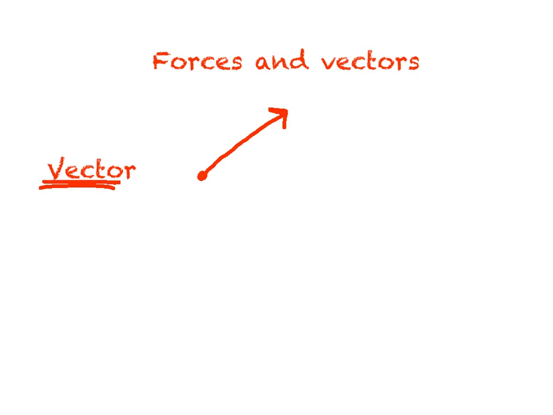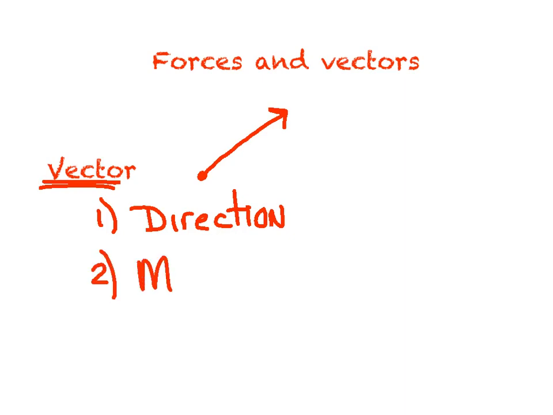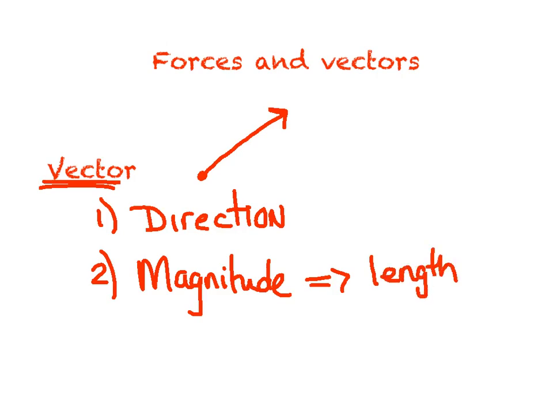Now, two things we need to know about them. One, vectors give a direction. So they'll tell us what direction you're pushing or pulling in. And two, they have a magnitude. And the magnitude is going to describe the vector's length. So just a new word that represents the word length.